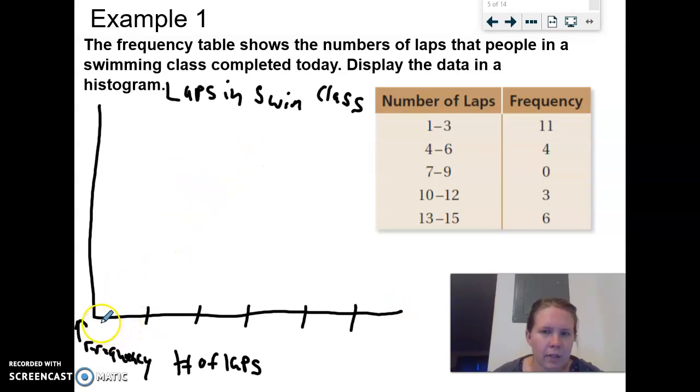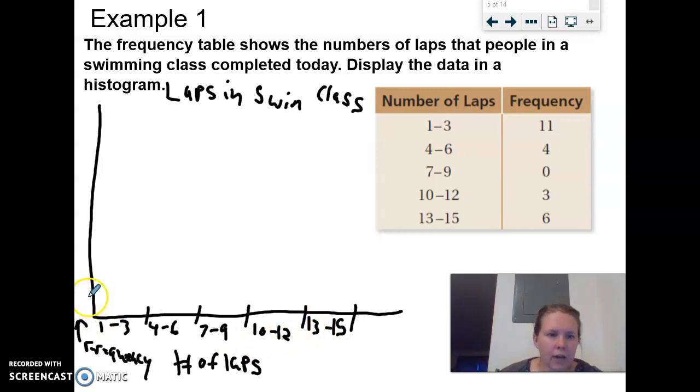So what I'm going to do is label this part as 1 to 3. This part's going to be 4 to 6. This part can be 7 to 9. This part's 10 to 12. And this part can be my 13 to 15. So all I'm doing right now is setting up this graph. It takes a little bit of time, and that's okay.